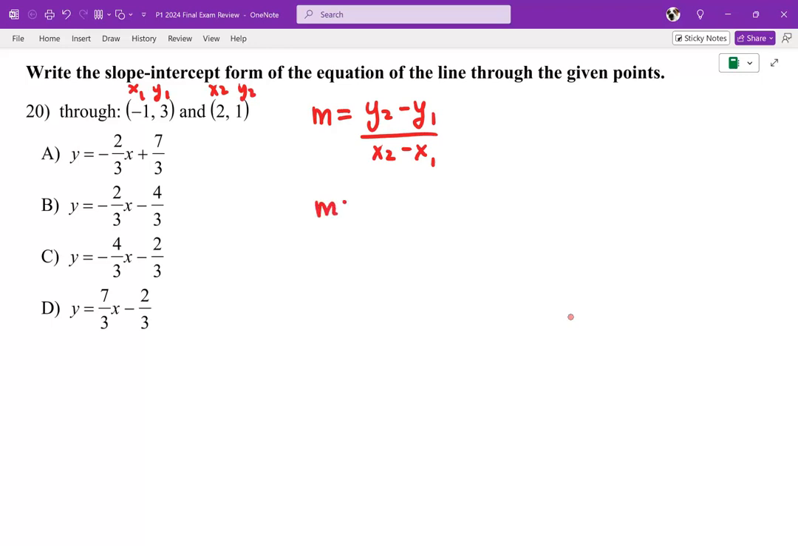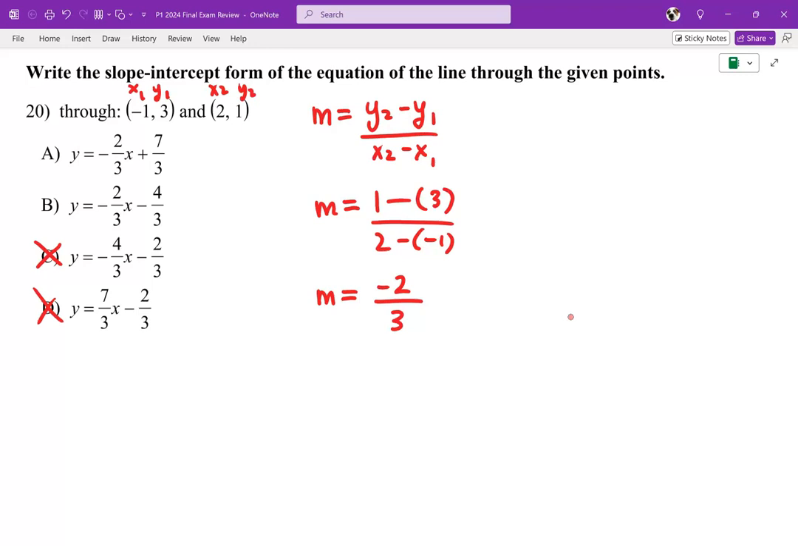So m is equal to y2, which is 1, minus y1, which is 3, over x2, which is 2, minus x1, which is negative 1. So m is equal to 1 minus 3, that's negative 2, and on the bottom, 2 minus a negative 1, that's a positive 3. So the slope is negative 2/3. Notice C and D are not options.